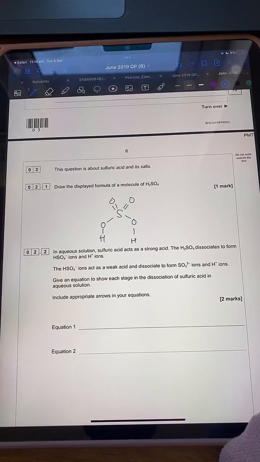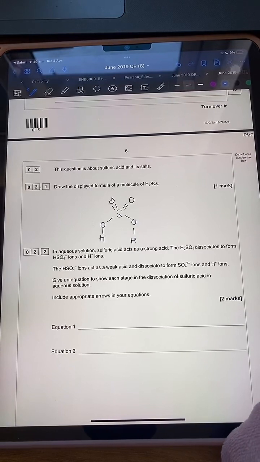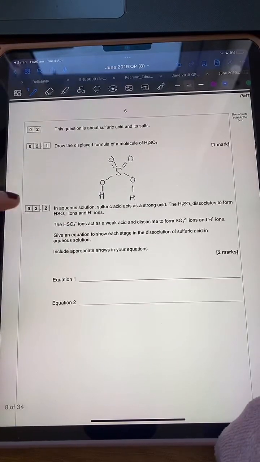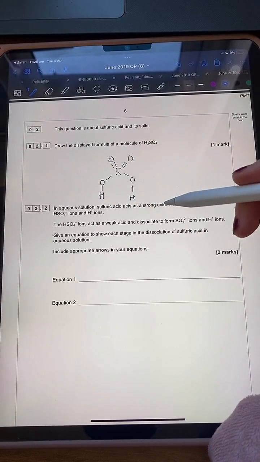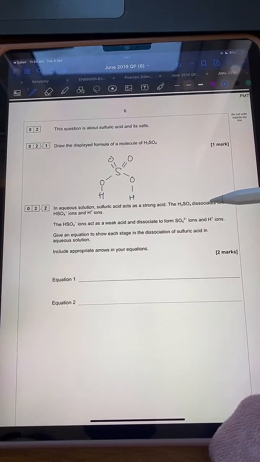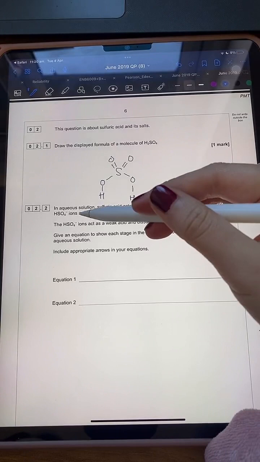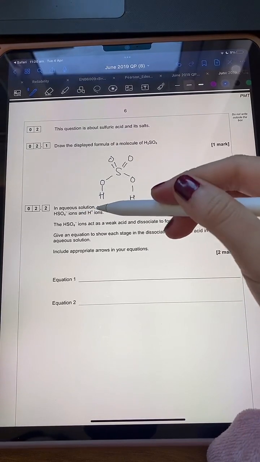In aqueous solution, sulfuric acid acts as a strong acid. The sulfuric acid dissociates to form hydrogen sulfate ions and H plus ions. The HSO4 minus ions act as a weak acid and dissociate to form SO4 2 minus ions and H plus.